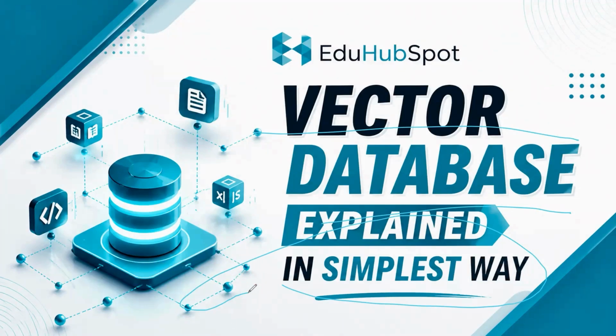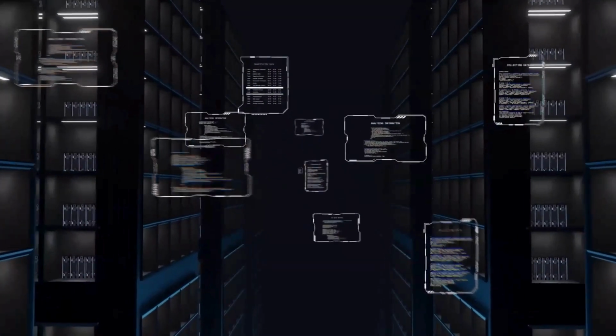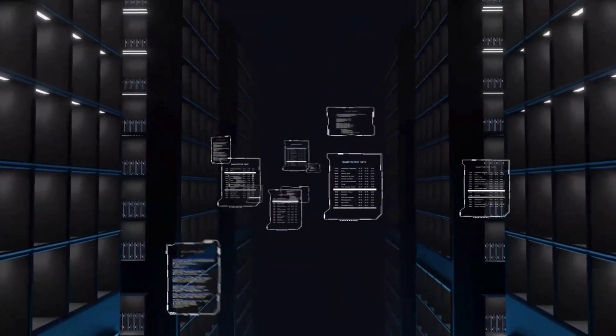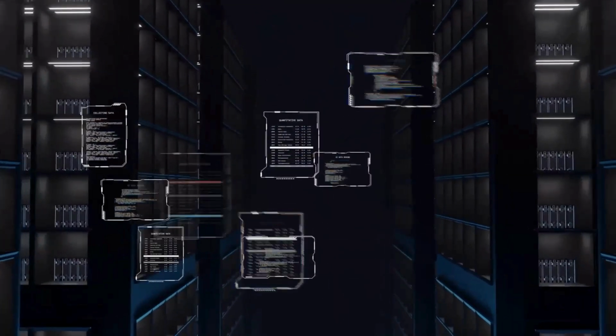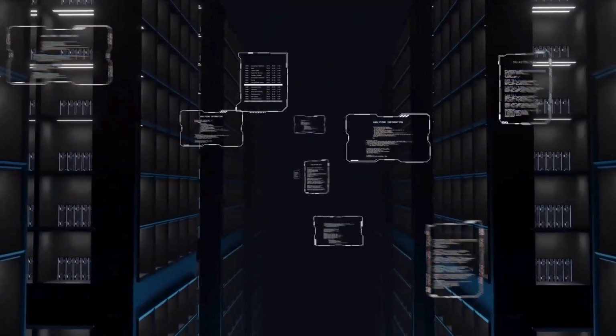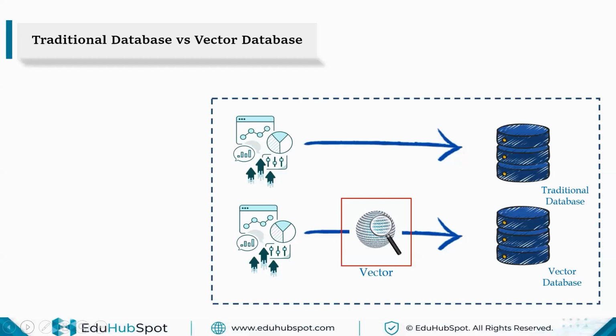Now, let's get started, shall we? So, when I say vector databases, don't think of it as an old, boring database concept because it is much more than that. Now, first of all, let's understand what is the difference between traditional database and vector database.